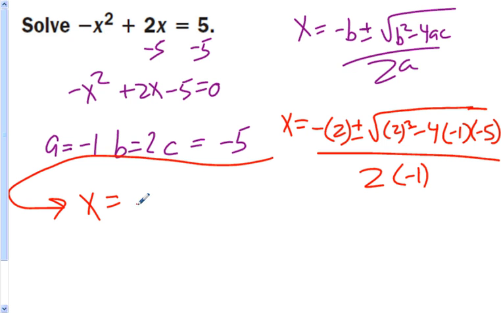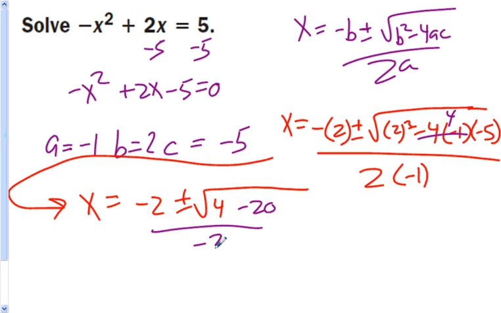Negative 1 times 2 is negative 2, plus or minus the square root. 2 squared is 4. I have negative 4 times a negative 1, which is positive 4. And then 4 times a negative 5 is a negative 20. And then 2 times negative 1 is negative 2. So we can simplify this as negative 2 plus or minus the square root. 4 minus 20 is negative 16, divided by negative 2.